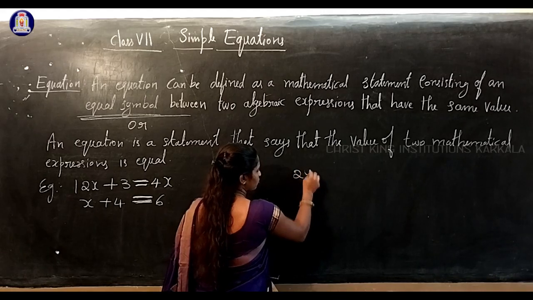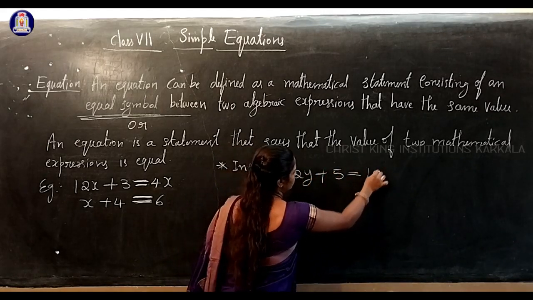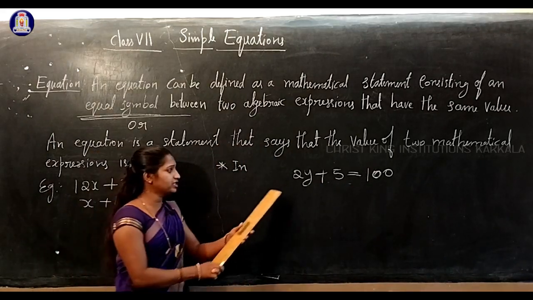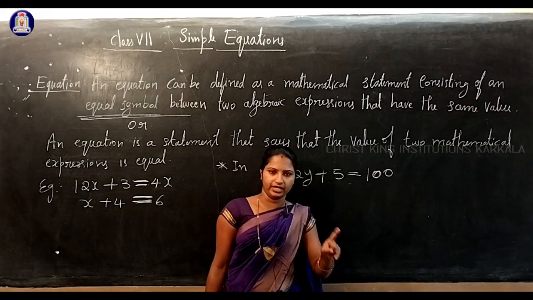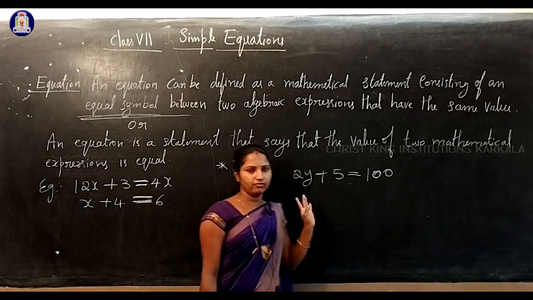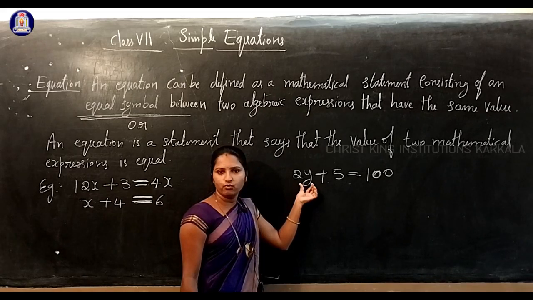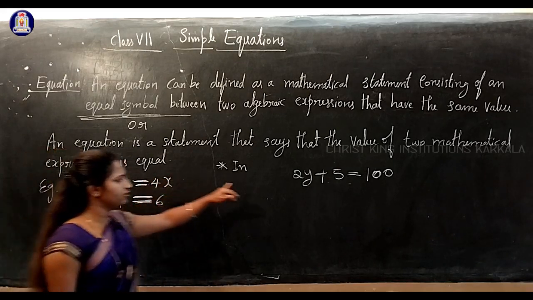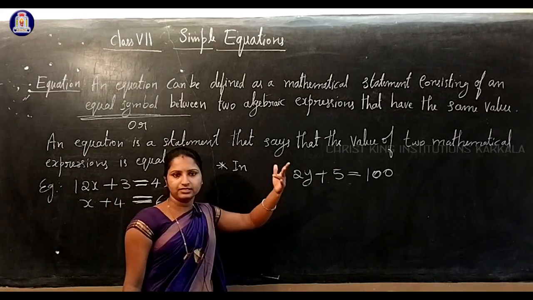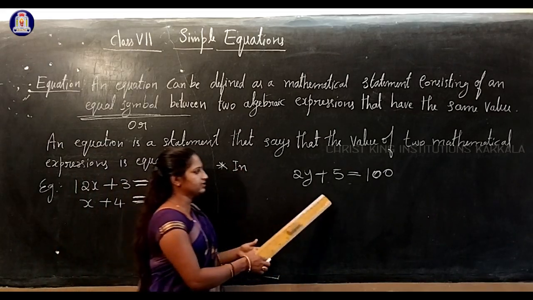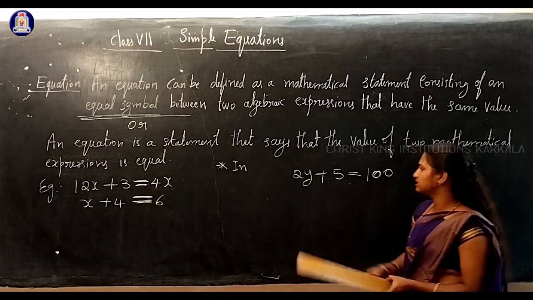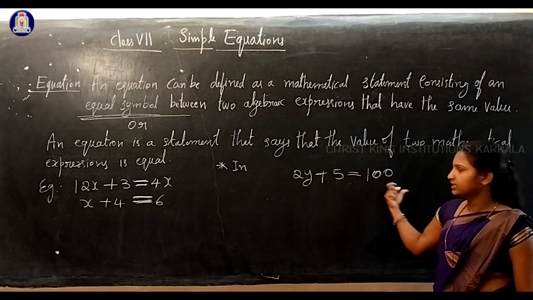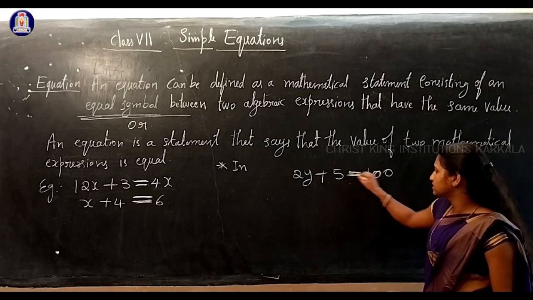We can write many examples of equations. For example, 2y plus 5 is equal to 100. An equation must contain at least one variable. Here I considered the variable y. It is not that x is the only variable; you can consider any letter as a variable in an equation. On both sides we have mathematical expressions connected by an equal sign. So this is the equation.